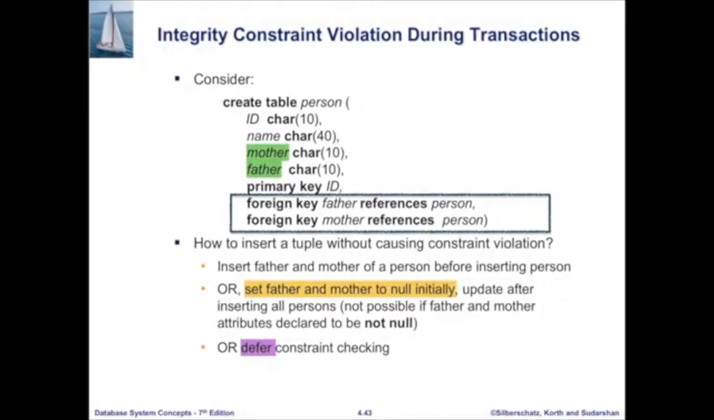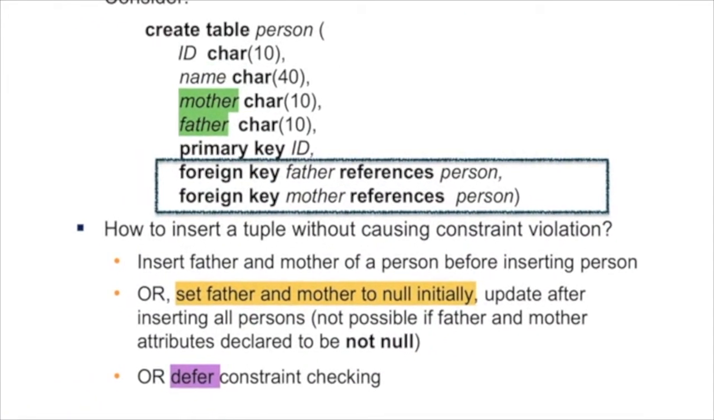So sometimes there are violations to the integrity constraint during transactions. For example, let's consider this table. The table person has an ID, the name of the person, the mother of the person, father of the person, the primary key ID, and then there's a foreign key that, okay, and then the mother and the father attributes here is a person as well. So we include the ID of the mother or the father.